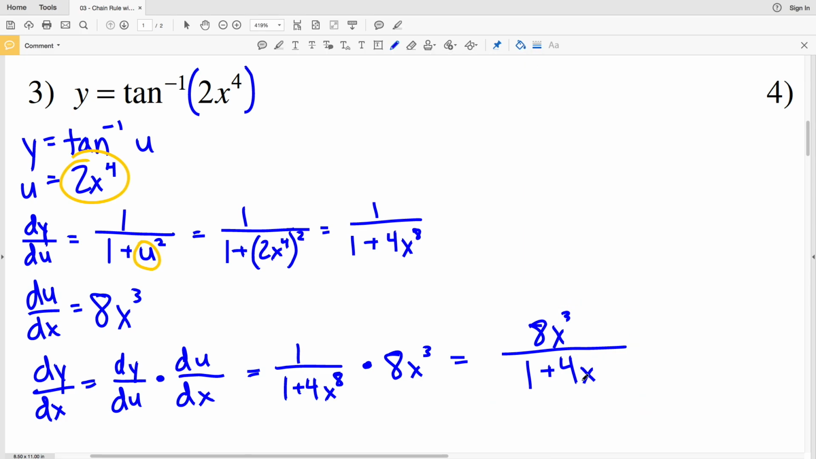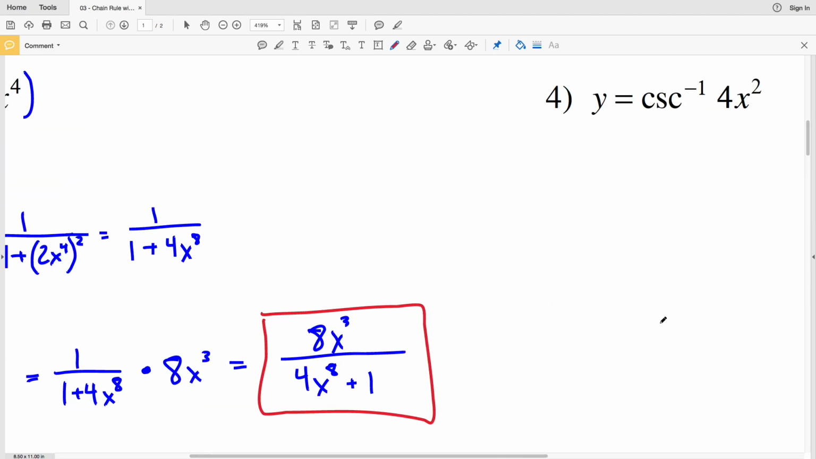And if you want to write this in order of degree, you could have 4 times x to the 8th plus 1. Either way will give you the solution of the derivative. So let's continue on to number 4.